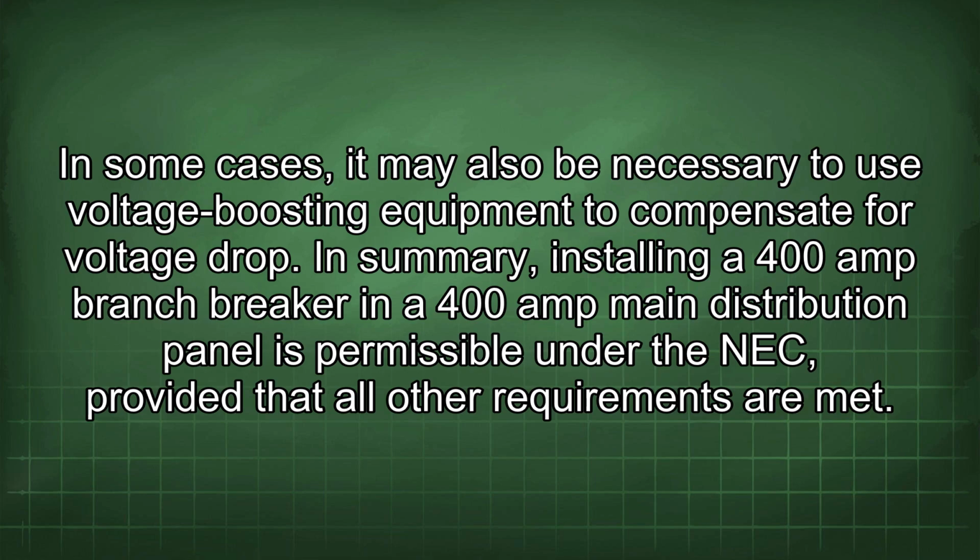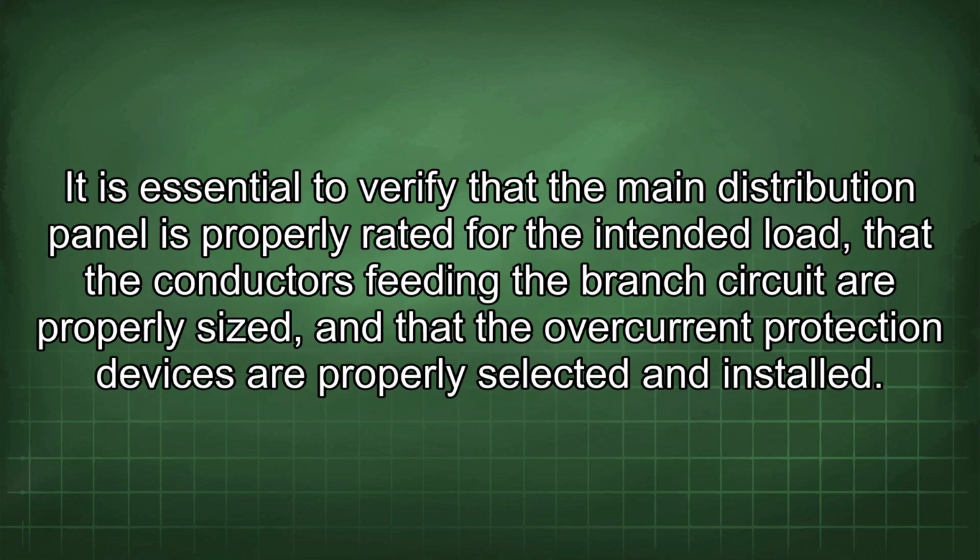In summary, installing a 400 amp branch breaker in a 400 amp main distribution panel is permissible under the NEC, provided that all other requirements are met. It is essential to verify that the main distribution panel is properly rated for the intended load, that the conductors feeding the branch circuit are properly sized, and that the overcurrent protection devices are properly selected and installed.